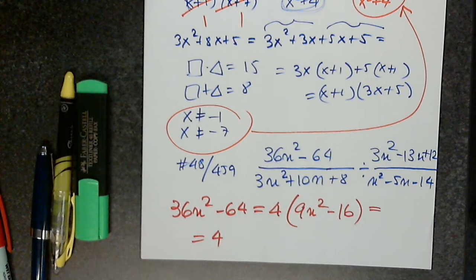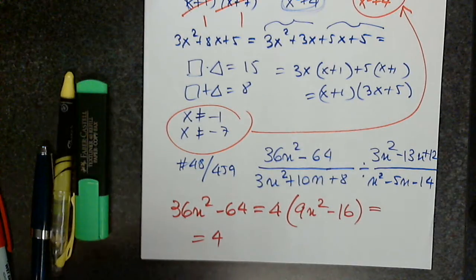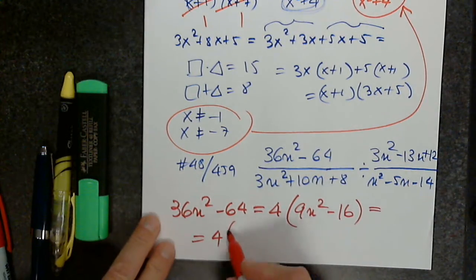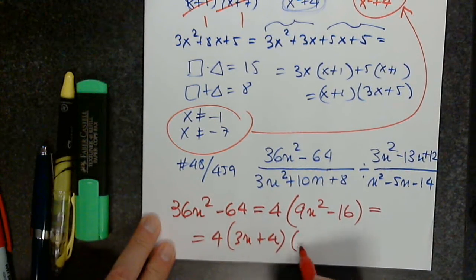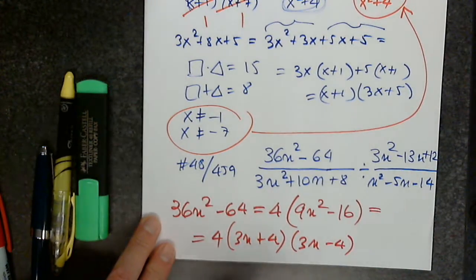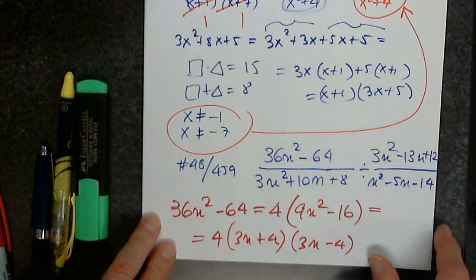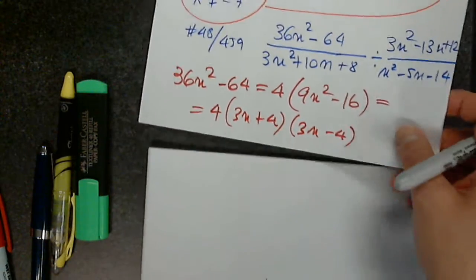Yes, 3n plus 4 times 3n minus 4. Correct. Very good. So we finished the first one. Let's move on to 3n squared plus 10n plus 8.